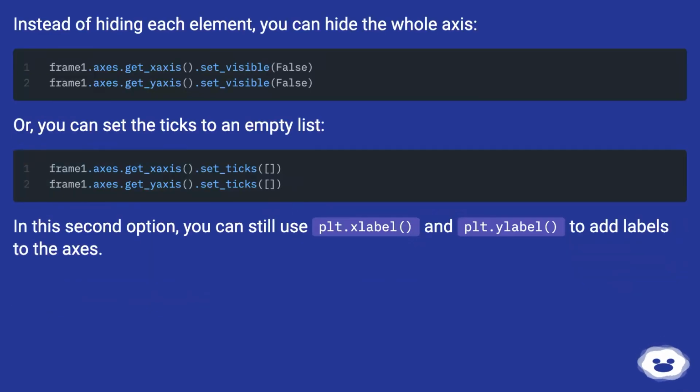Instead of hiding each element, you can hide the whole axis. Or, you can set the ticks to an empty list. In this second option, you can still use plt.xlabel and plt.ylabel to add labels to the axis.